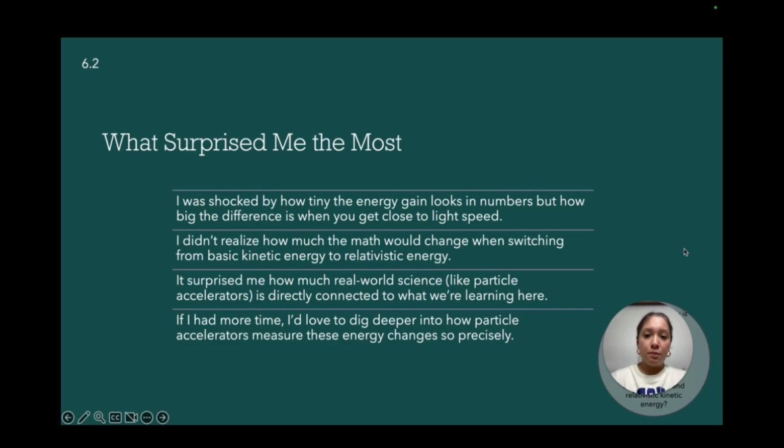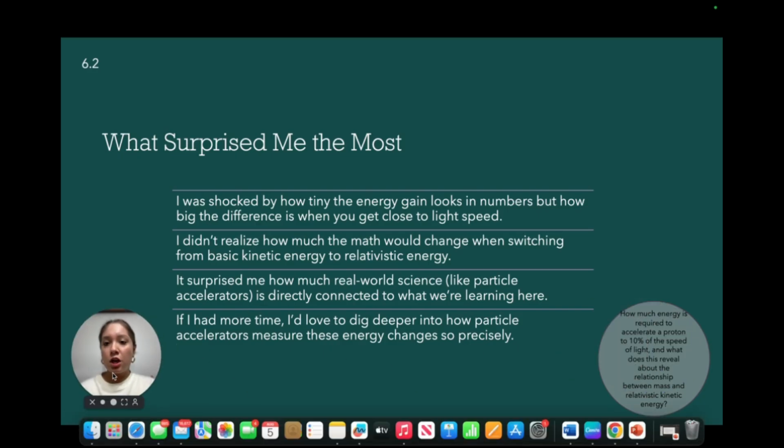So, what surprised me the most? I was shocked by how tiny the energy gain looks in numbers, but how big a difference it is when you get close to the speed of light. I didn't realize how much the math would change when switching from basic kinetic energy to relativistic energy. It surprised me how much real world science, like particle accelerators, is directly connected to what we're learning here.